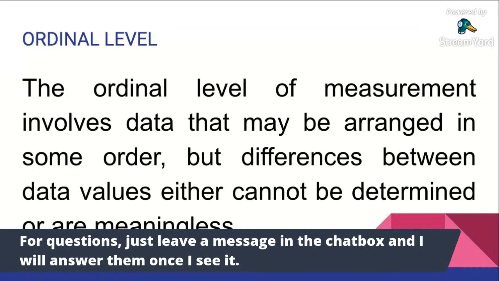So we proceed to the second one, which is the ordinal level. The ordinal level of measurement involves data that may be arranged in some order, but differences between data values either cannot be determined or are meaningless. Unlike in the nominal level, where there is no ordering scheme, in the ordinal level of measurement there is an arrangement in some order. However, the differences between data values either cannot be determined or are meaningless. It does not mean anything.